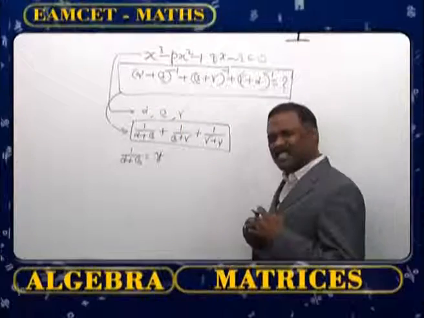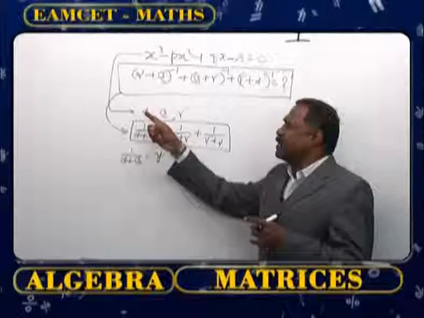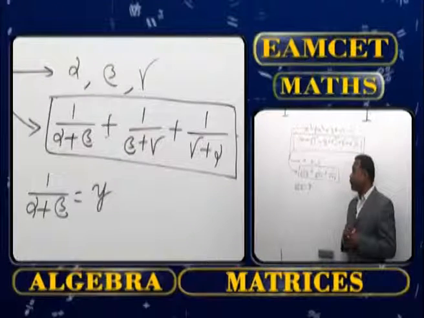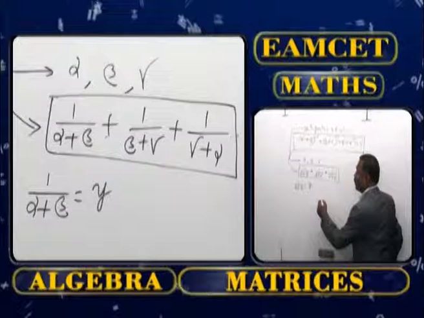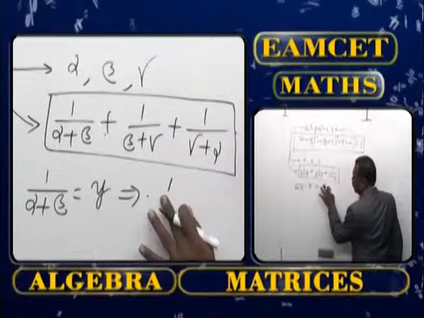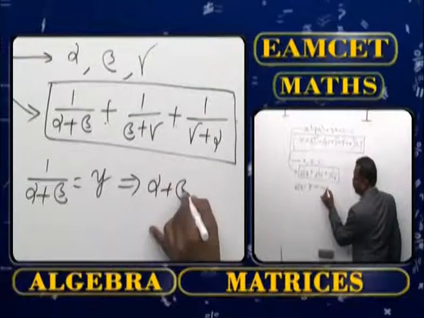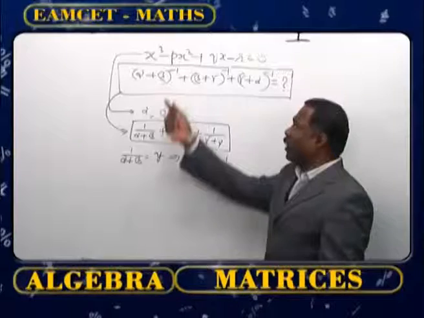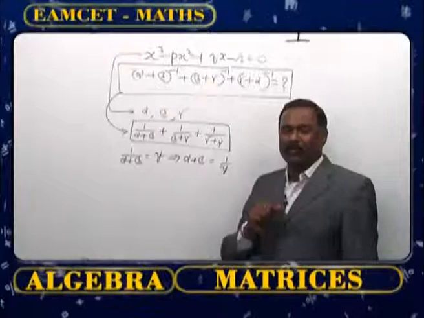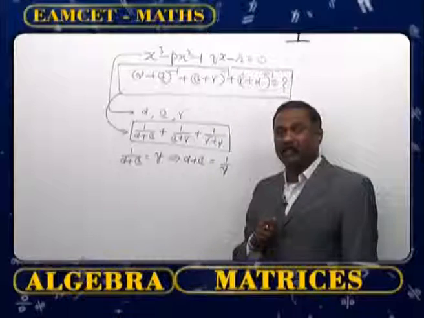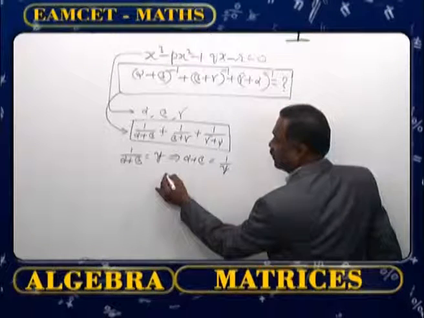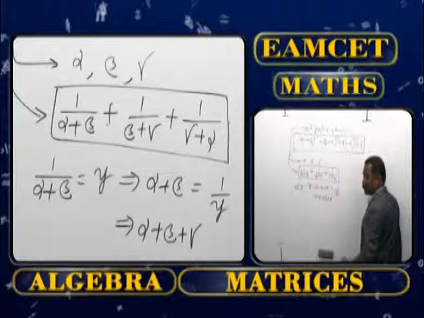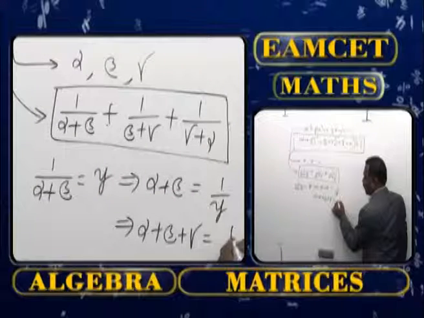Now what is my task here? Because these are the roots, they must satisfy this equation. It's clear for you. Now what I am doing, I want to make use of the relation between the coefficients and the roots. I want to make use of the relation between the coefficients and roots. So for that purpose, to write the sum of the roots here, I need gamma. So gamma added. 1 upon y plus gamma.